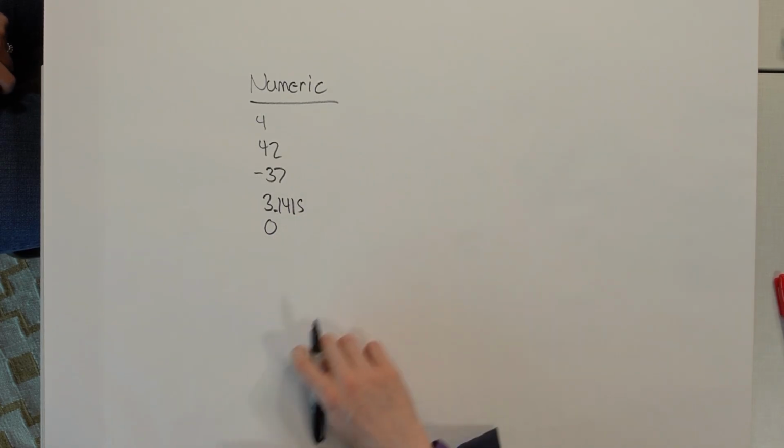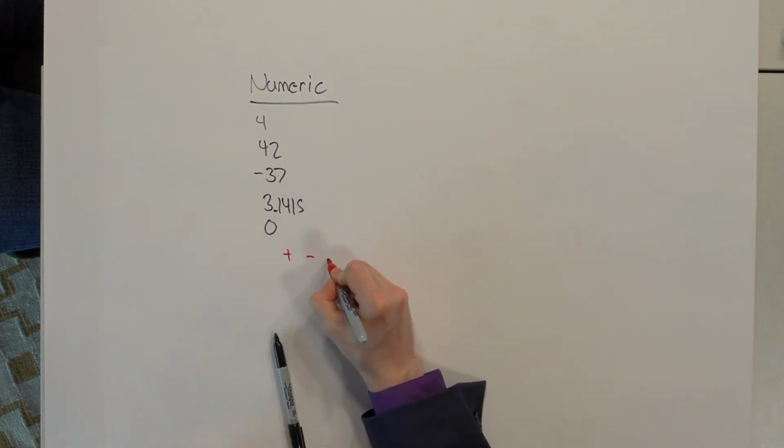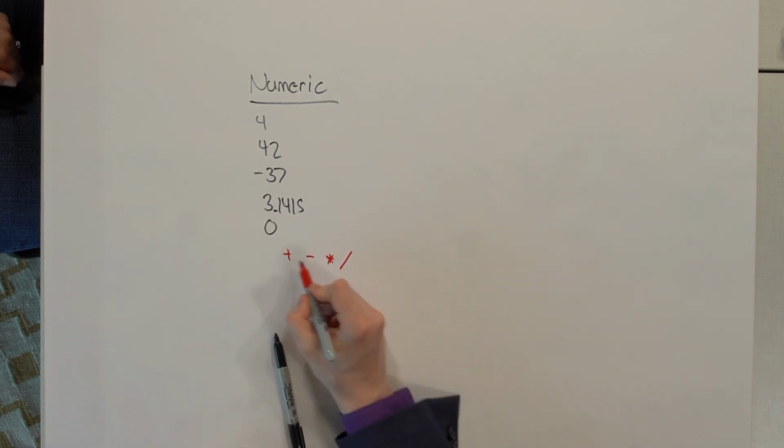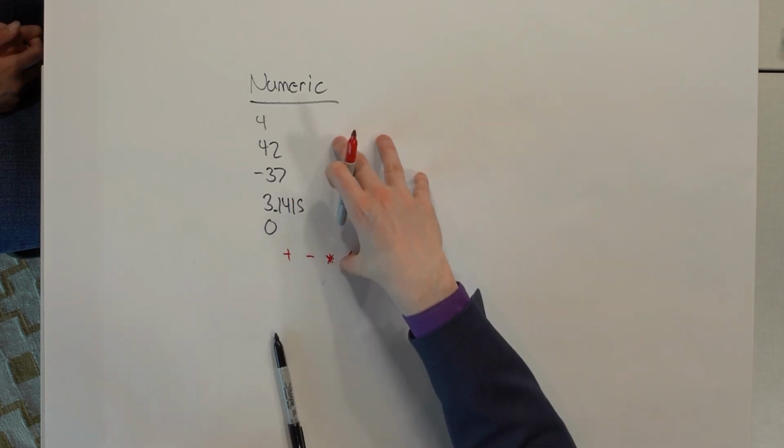Yes. So the general way we work with numbers is we can add numbers together. We can subtract them. We can multiply them. We can divide them. The basic operations on numbers are easy to work with. They're easy to combine. They're easy to do math with.